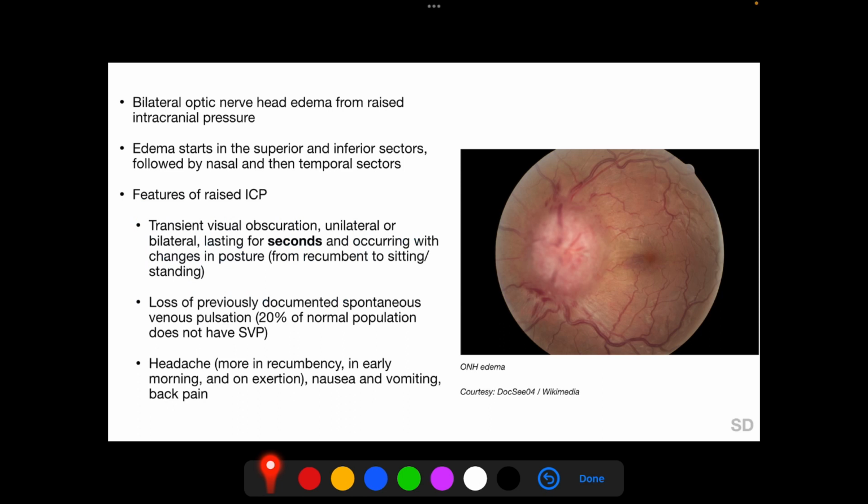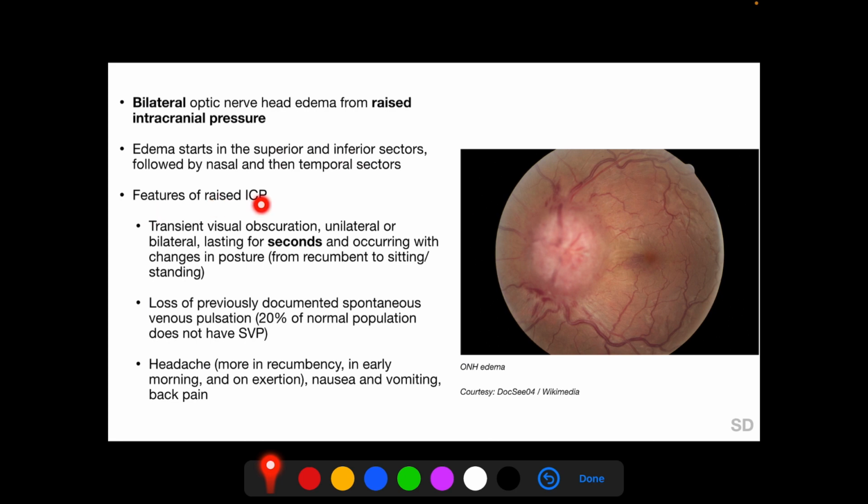Starting with papilledema. So papilledema is a bilateral optic nerve edema from raised intracranial pressure, and these two conditions, bilaterality and raised intracranial pressure, must be satisfied to label the presentation as papilledema. The edema starts in the superior and inferior sectors and then involves the nasal and temporal sectors. We might remember that the superior and the inferior sectors are the thicker sectors.